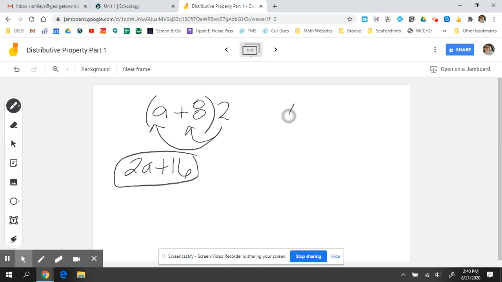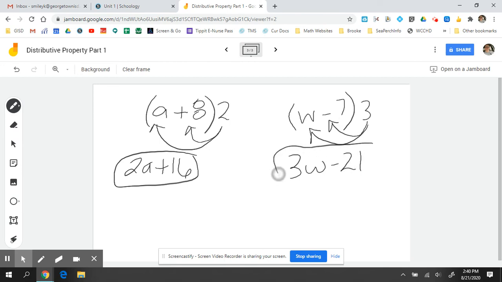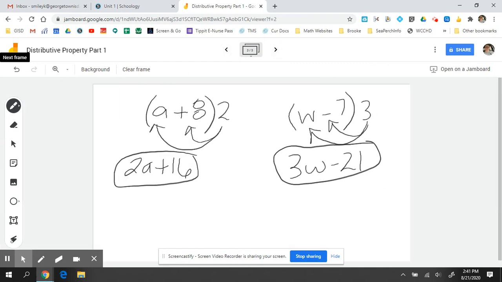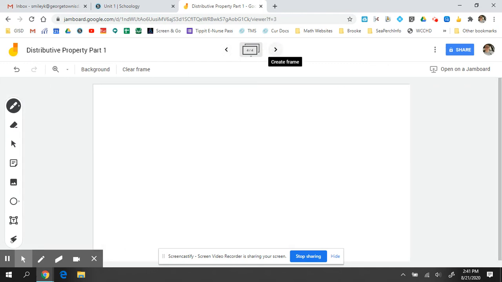So I'll show you another example. You have parentheses, w - 7, and 3 is on the outside of your parentheses. So multiply. What is 3 times w? What is 3 times 7? Okay, bring down that minus sign. Okay, let's do one more example. So I'm going to write this down. You pause the video after you write it down, give it a try, and come back and see if you got it right.